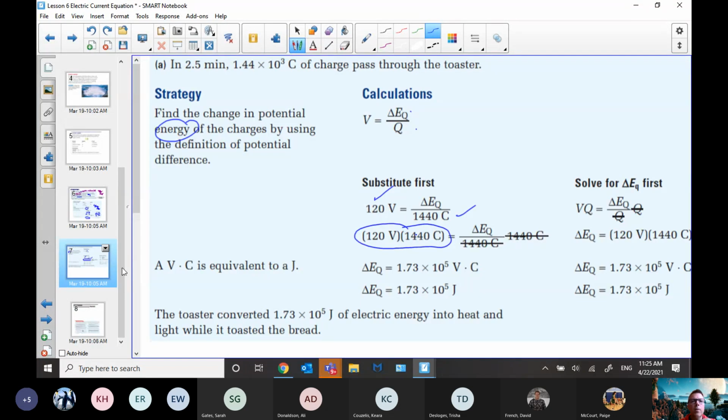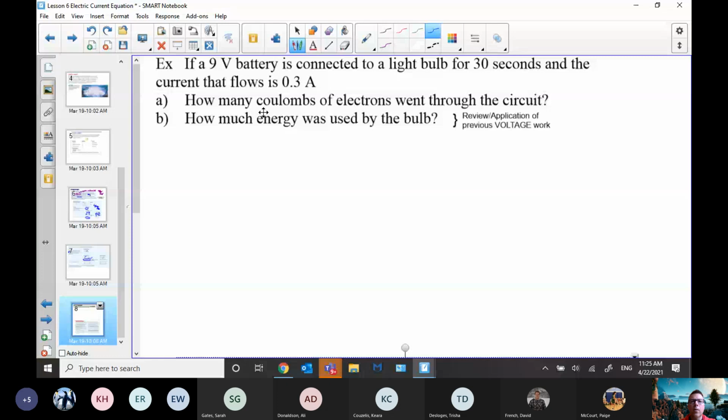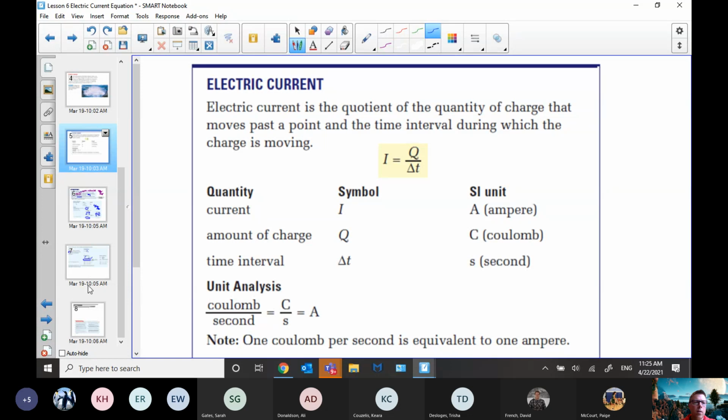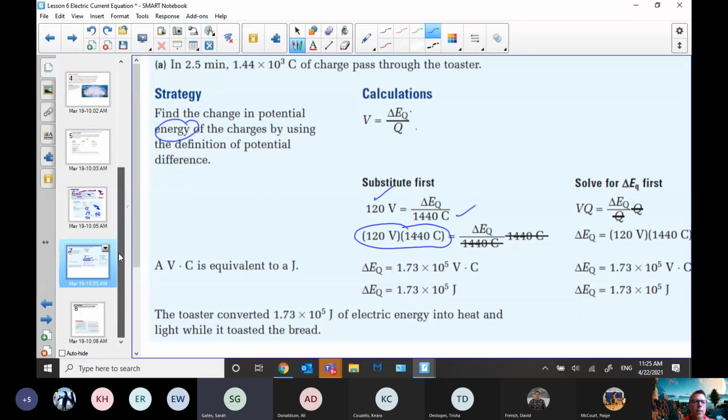So that'll be posted, of course. Is this another question, or is that the same one? 30 seconds, 3 amps. Sounds familiar. Oh, it's the same one. Yeah, it's the same one.